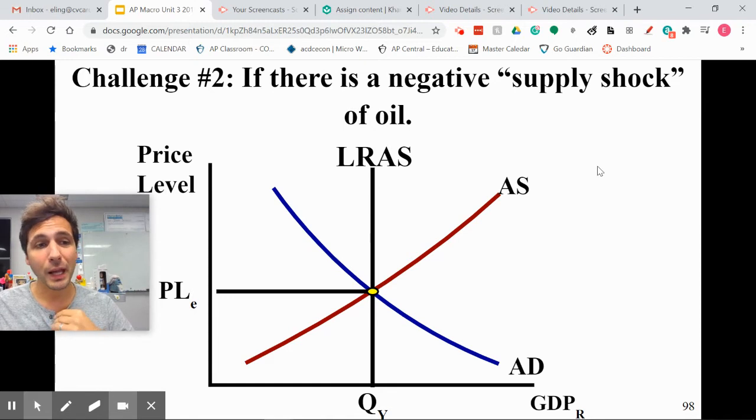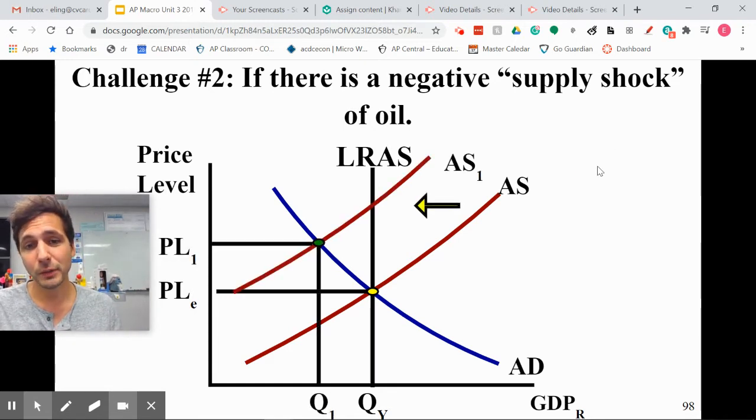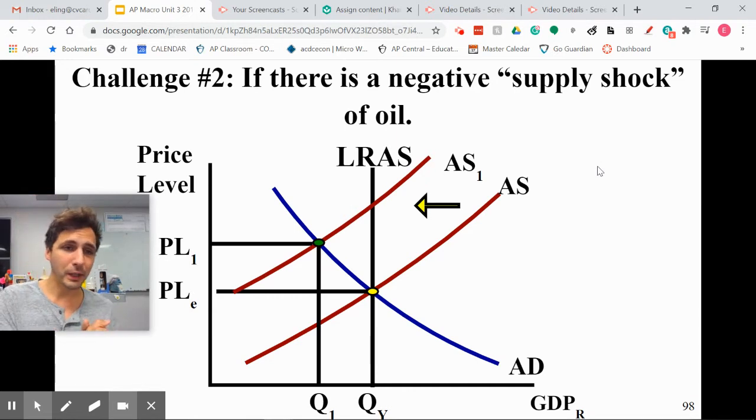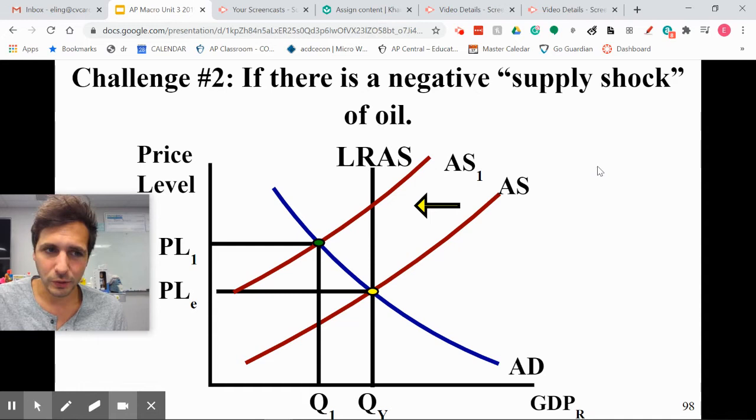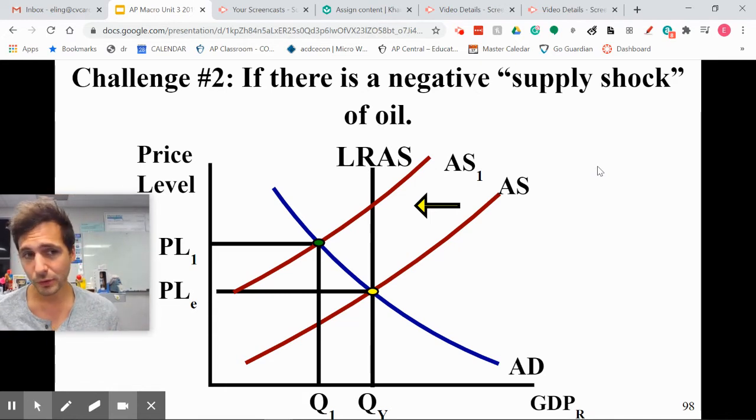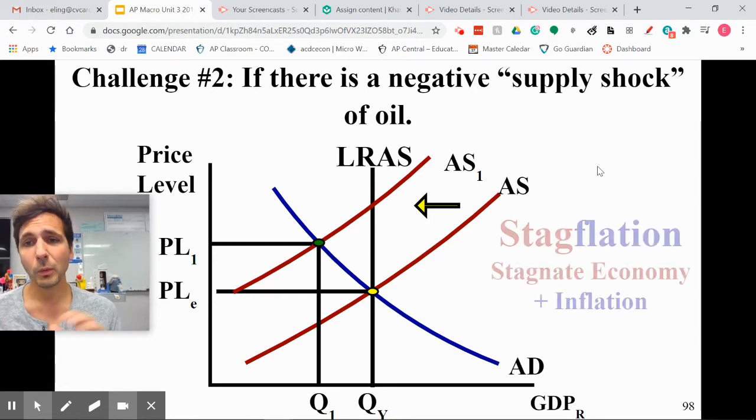So aggregate supply is going to shift to the left because businesses are less profitable. So I show that aggregate supply shifting to the left. It raises price level, which is inflation. We know CPI is going from PLE to PL1. So there's inflation going on. It also decreases my output. GDP is going from QY to Q1. So GDP is falling.